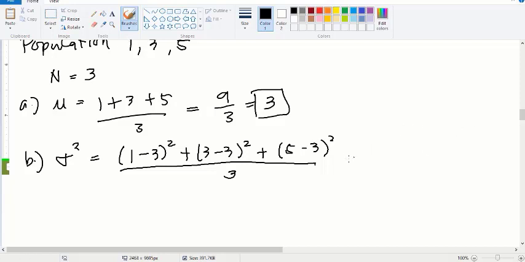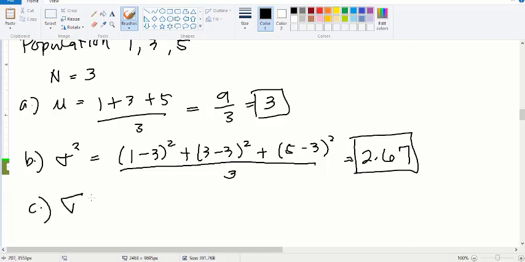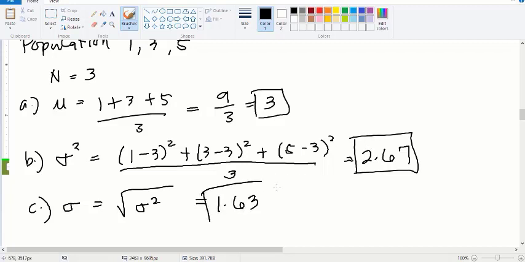2.67 pa rin. Okay. So, the variance of the population is now 2.67. What is the standard deviation? Sorry, ang ganda talaga ng sigma ko. Sorry naman. Okay. Standard deviation is just the square root. So, calculator again. The answer is 1.63. Okay. Now, let's put in the possible outcomes.